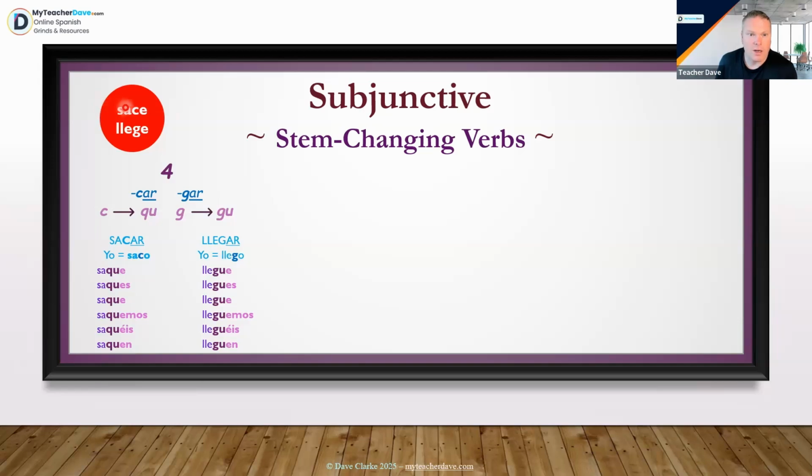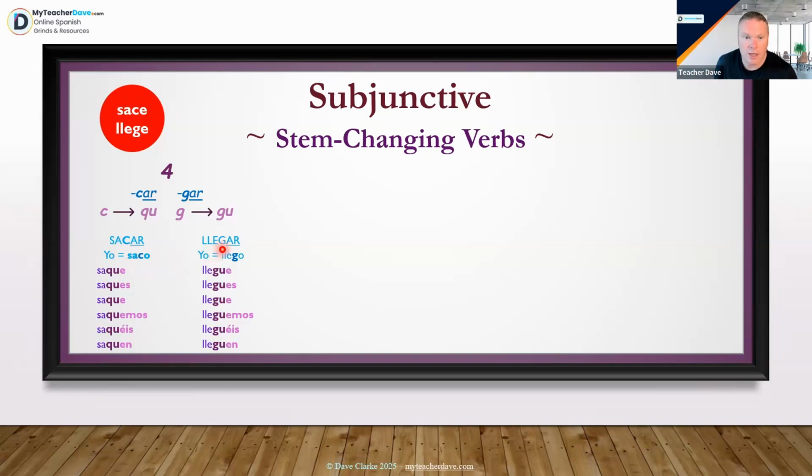Now you've noticed there, we've lost the original hard C sound, the k, k, k, sacar sound. You can feel it in your throat there. Well, we need to maintain that. So what Spanish does is it looks for some other letters that can maintain the original sound, because we can't get away from it. We need to keep the E. They're the subjunctive endings. We can't get away from that.